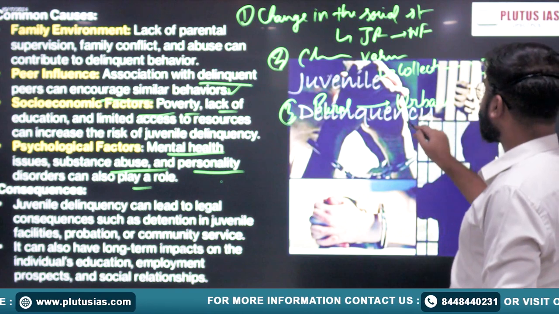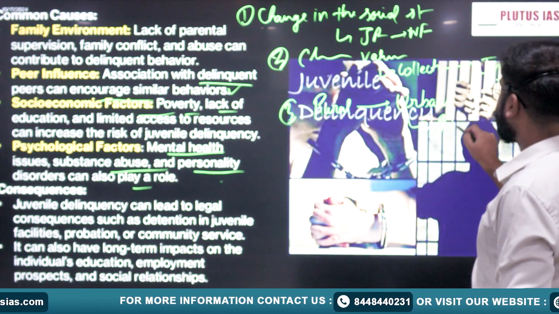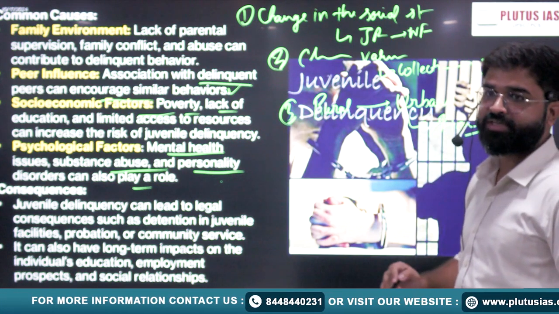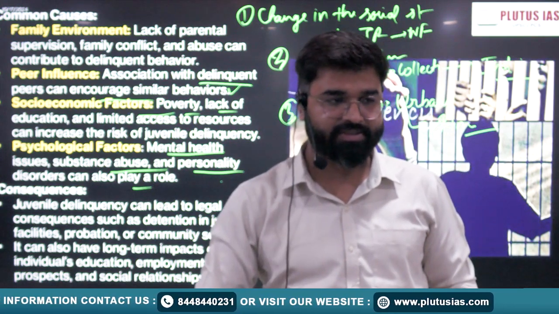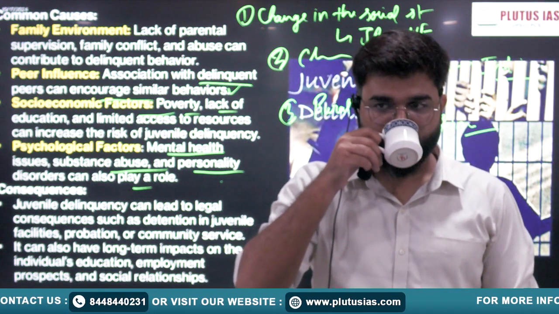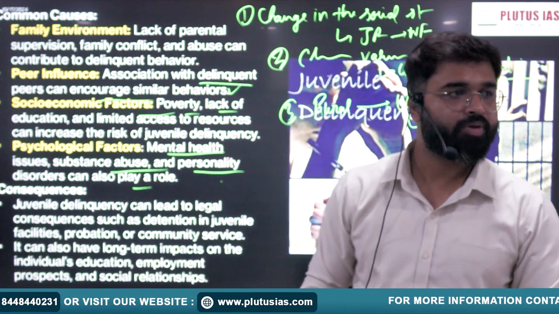And what is present in urbanization? Anonymity. These are the three important factors. Likh lijiye jaldi se. Okay.